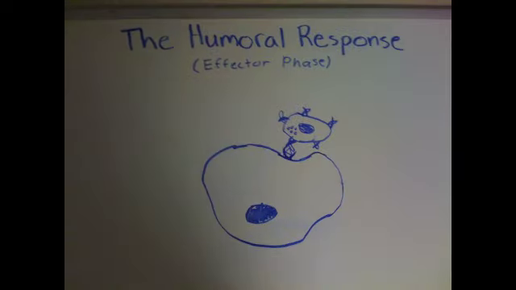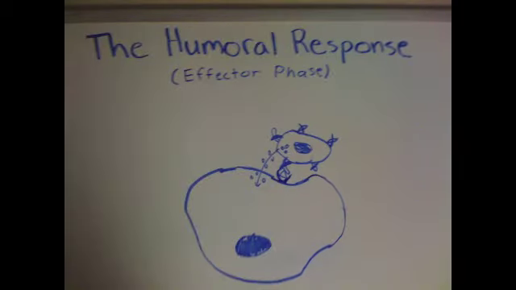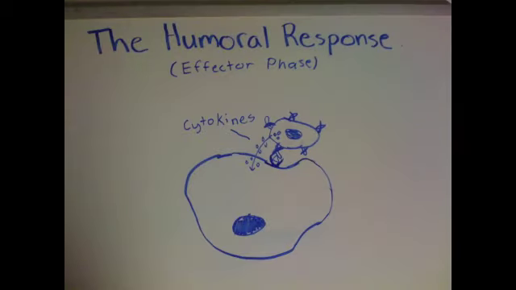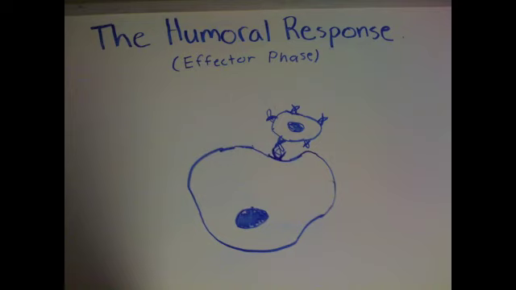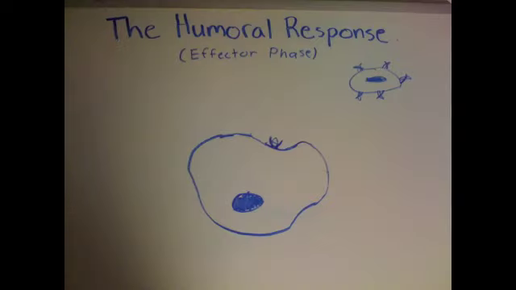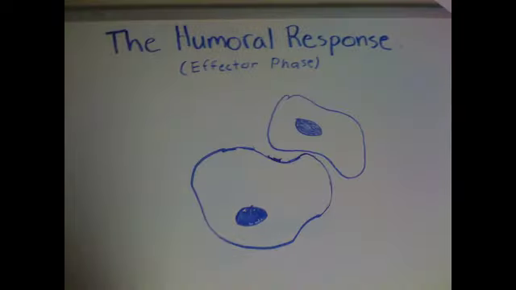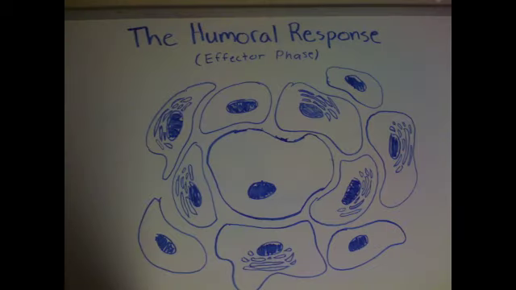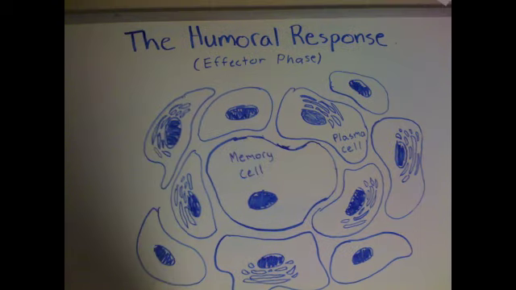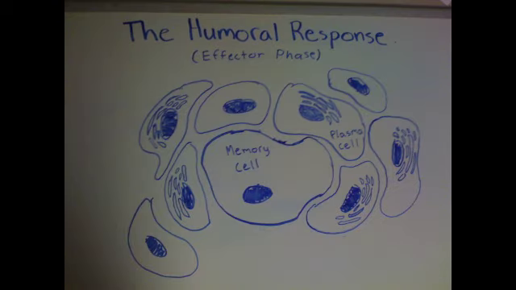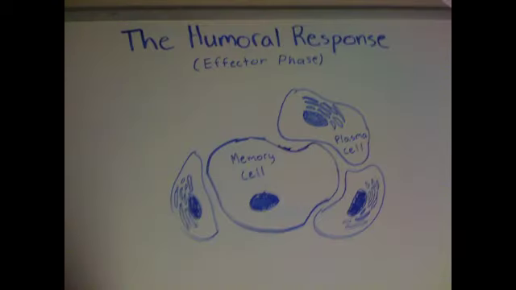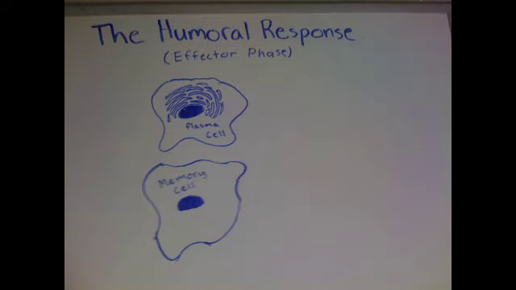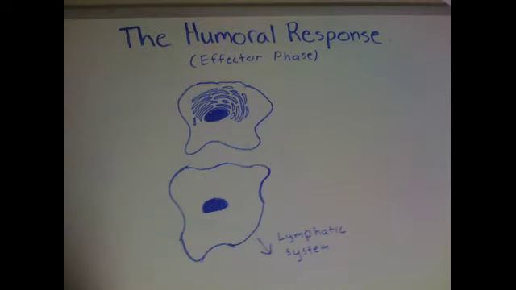The T helper cell then releases cytokines to the B cell, which stimulate it to proliferate into many identical cells. The B cells then develop into antibody-producing plasma cells, or into memory B cells. The memory B cell is sent to the lymphatic system, which will allow the body to quickly identify and remove the antigen if it makes its presence in the body again.